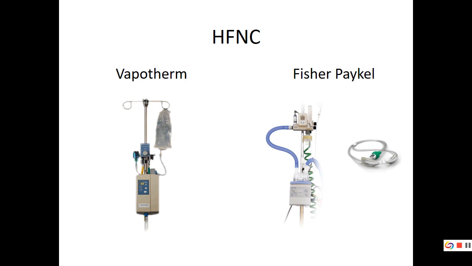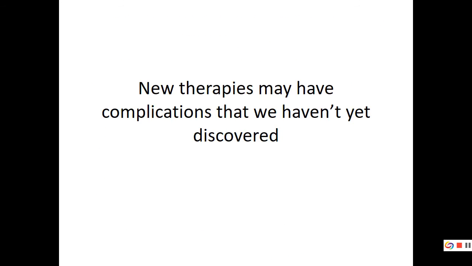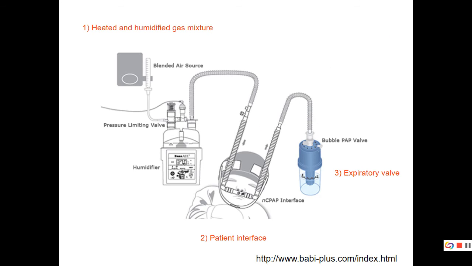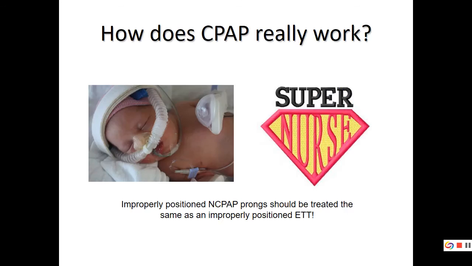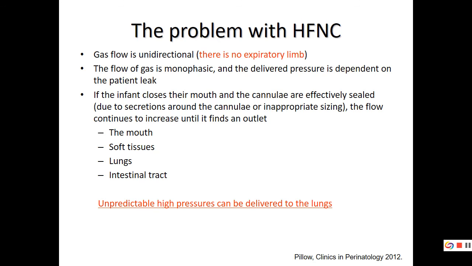High flow nasal cannula, I'm not a huge fan of ever since the RAM cannula came out. The 2 main brands are Vapotherm and Fisher-Paykel. The problem with high flow nasal cannula is that there's no expiratory limb. Remember I showed you back here, somewhere, they have this expiratory limb. We control the pressure that is going across this patient interface. So we know how much pressure is getting delivered to the baby. With high flow nasal cannula, we don't know exactly how much, and we can't regulate it.